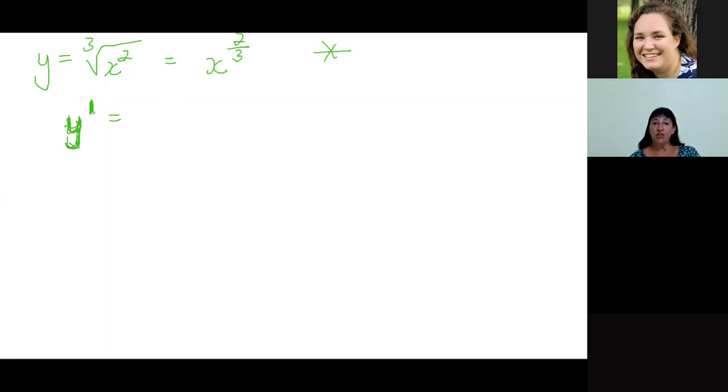I need to find the derivative of an x to a power. So I bring the power forward, I keep my x base, and I subtract 1 from the power. 2/3 minus 1. 2 over 3 minus 1 over 1. My LCD of 3 and 1 is 3. That is already 3, so it stays 2. But this needed a 3 at the bottom, so a 3 on top.